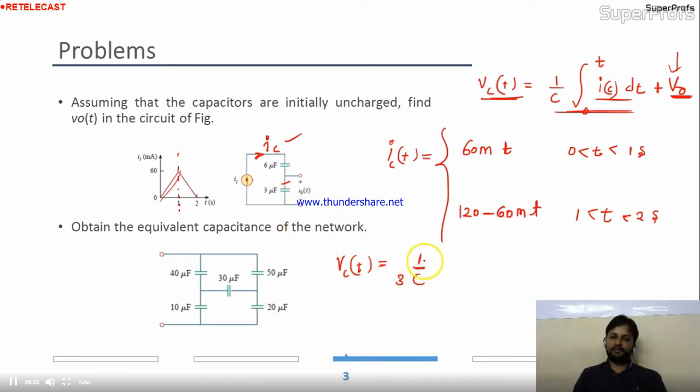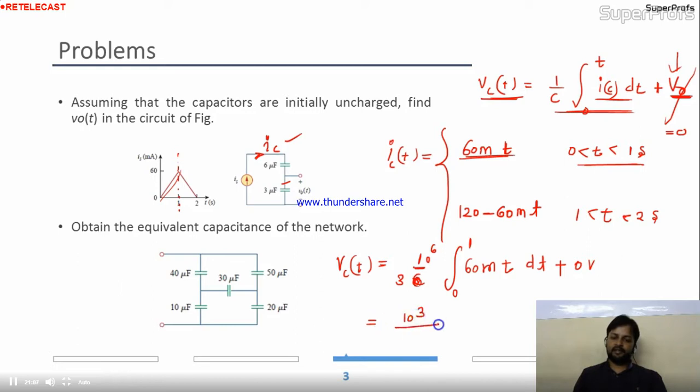This is the 3 micro. Micro is going up, it is 10 to the power 6 by 3. Integral from 0, because at 0 we are providing it. Tell me, 0 to 1. What is the IC? This is the IC. From 0 to 1, the current is 60 mt dt, plus the initial value of the voltage, and given in the circuit this is 0. Okay, so this is the 0 volt. Now this milli will come out. So it will become 10 to the power 3 divided by 3, into 60, which will come out, and this will be t square by 2, from 0 to 1.